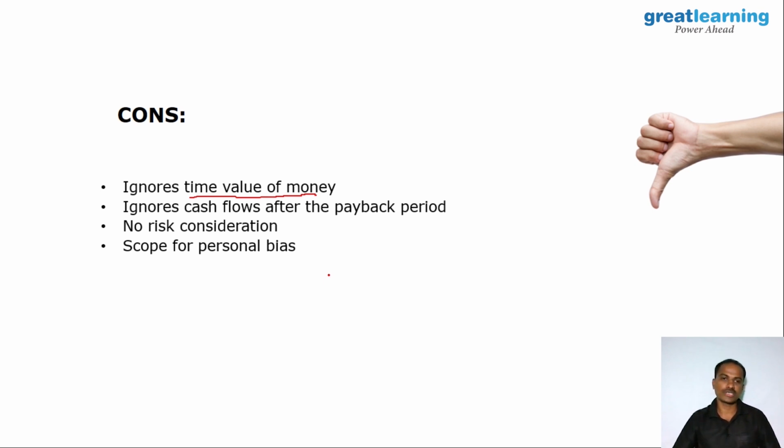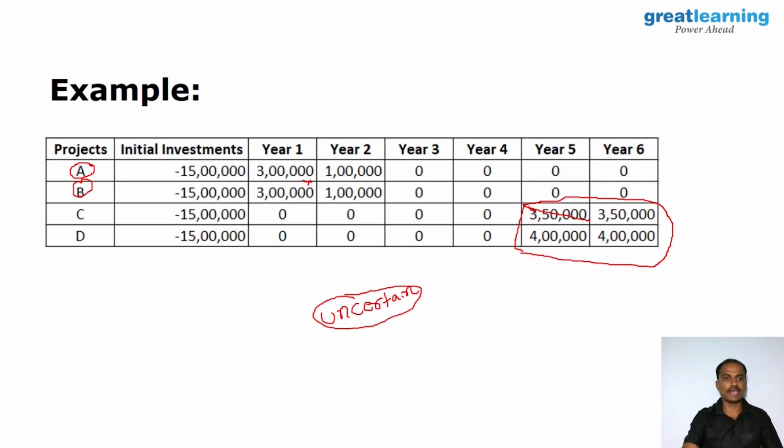When two projects yield the same cash flows, for example in the previous case, projects A and B both yield the same cash flows: 3 lakh, 1 lakh, 3 lakh, 1 lakh, year 1, year 2. The person calculating the payback period may exhibit his bias. He may choose one among these two projects, though both are similar, project A against project B or project B against project A. The project manager who is deciding can choose either. So there is a scope for personal bias, and that is the limitation of the payback period method.